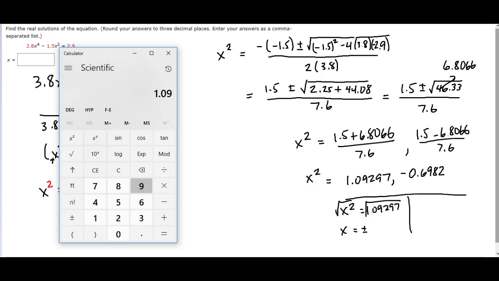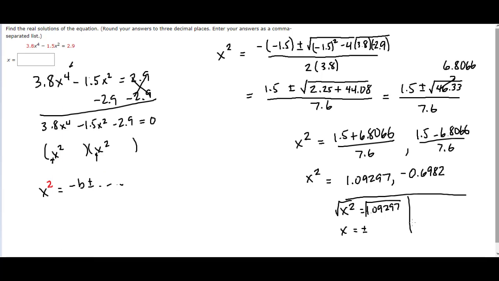So 1.09297, and take the square root, and I get 1.045. It wants 3 decimals for the final answer, so plus or minus 1.045. That's two of my solutions, a positive 1.045 and a negative 1.045.